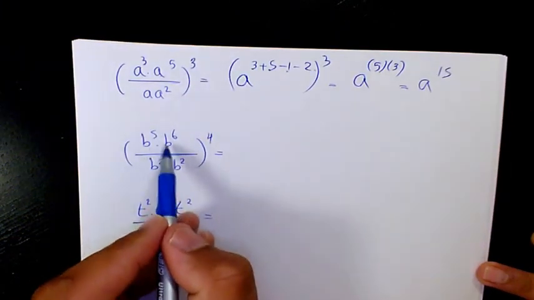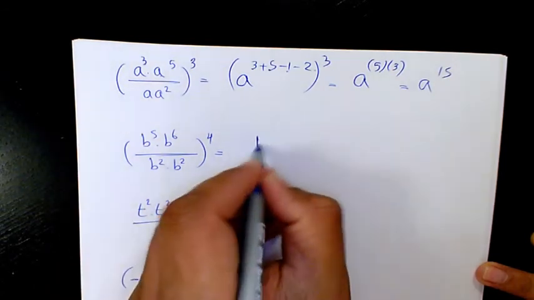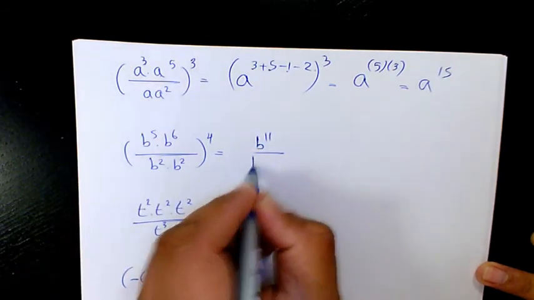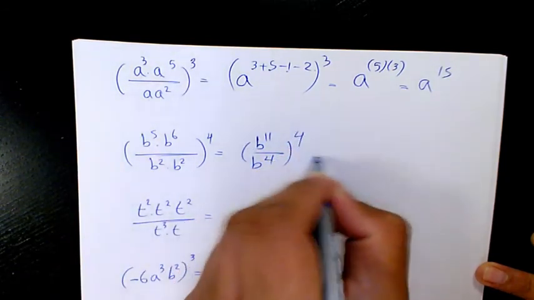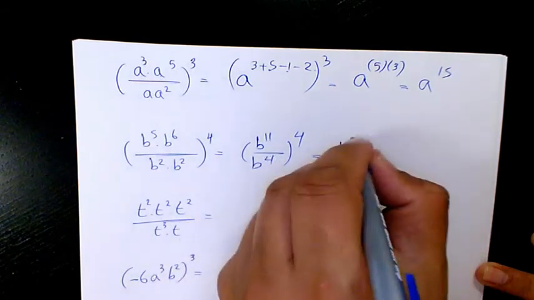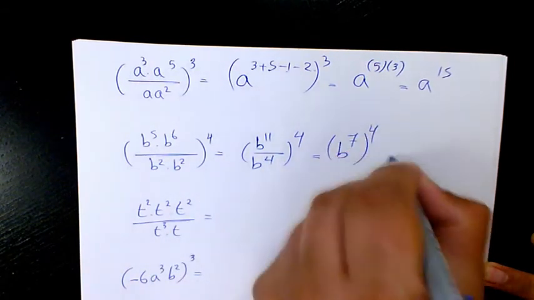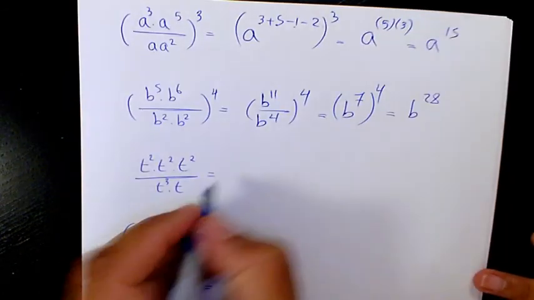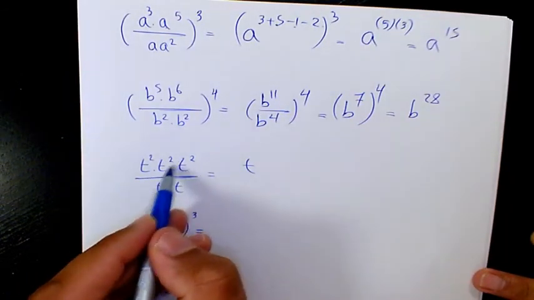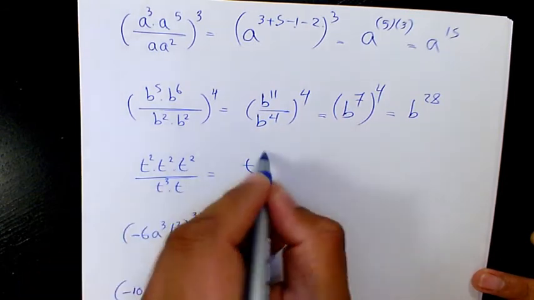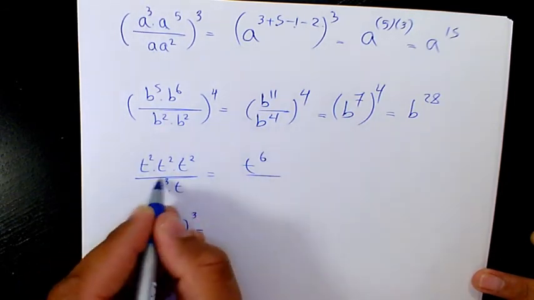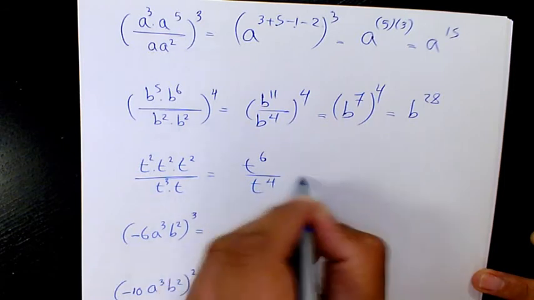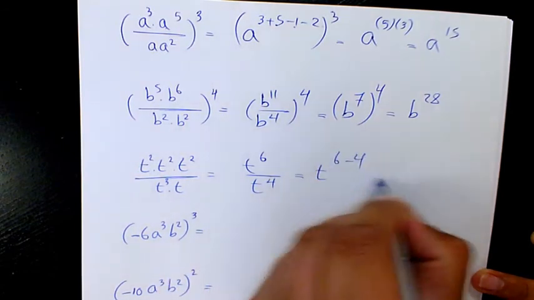B to the power of 5 times b to the power of 6 is going to be b to the power of 11. Here we have b to the power of 4 to the power of 4. So it's going to be b to the power of 11 minus 4, 7, to the power of 4 is going to be b to the power of 28. Here, t to the power of 2, t squared is going to be t to the power of 6. Here, t to the power of 3 times t is going to be t to the power of 4. So it's going to be t to the power of 6 minus 4 is going to be t squared.